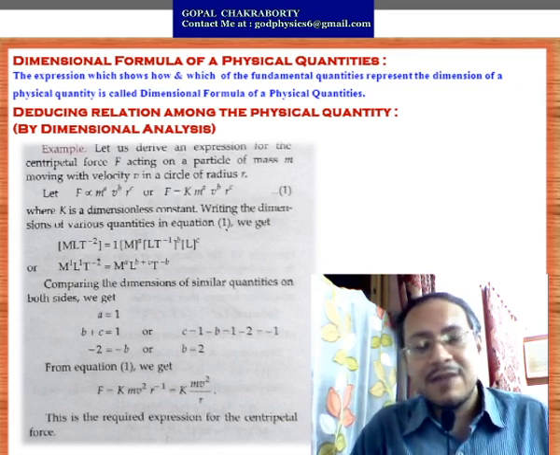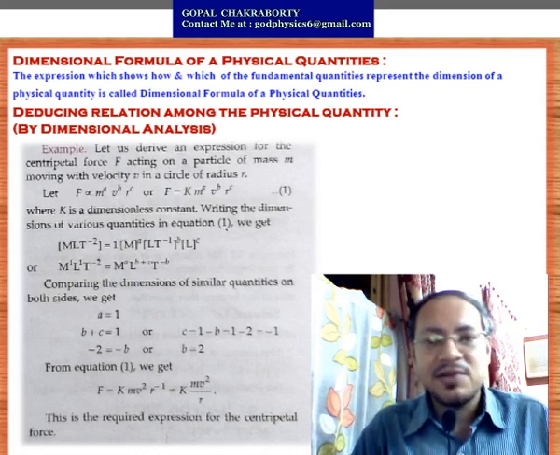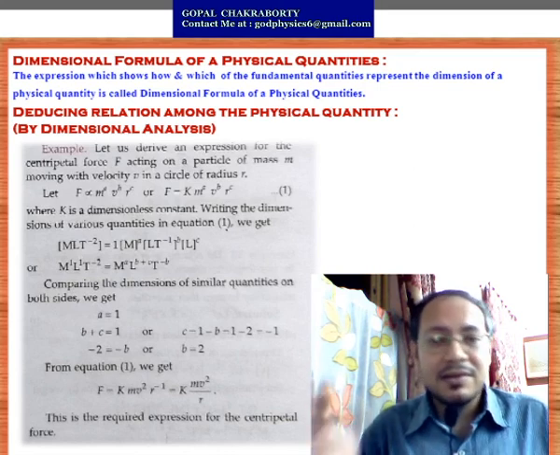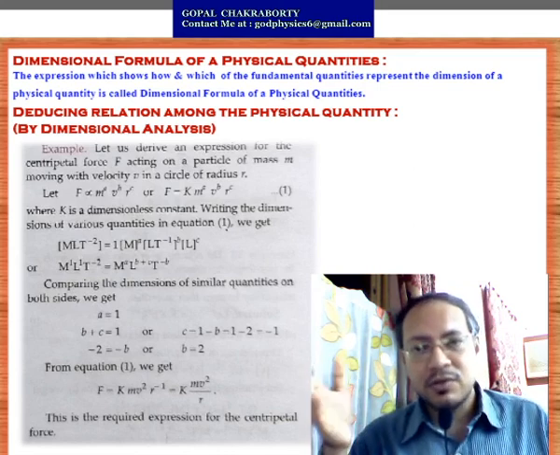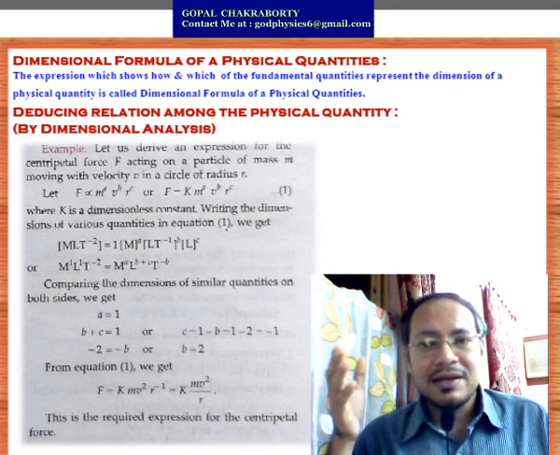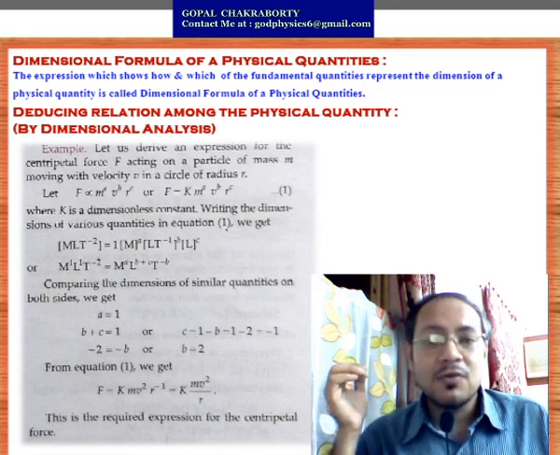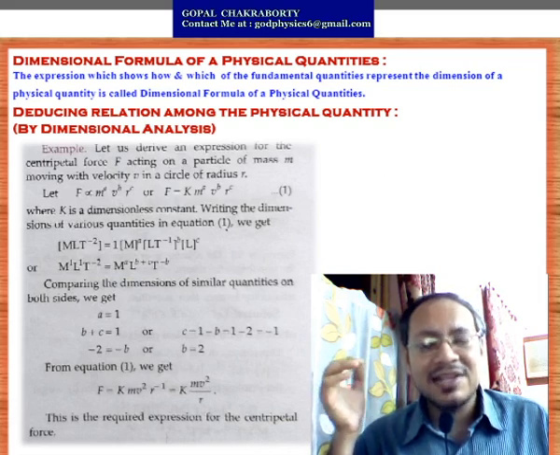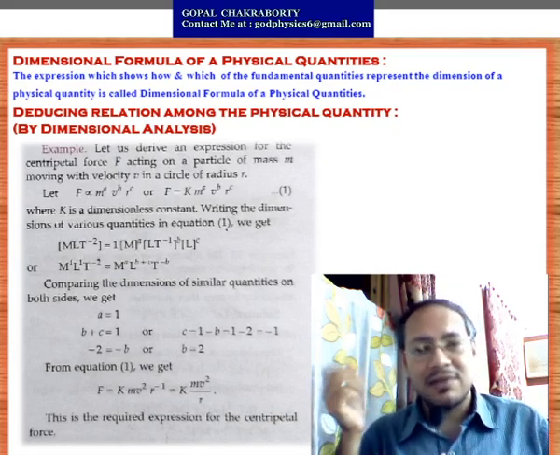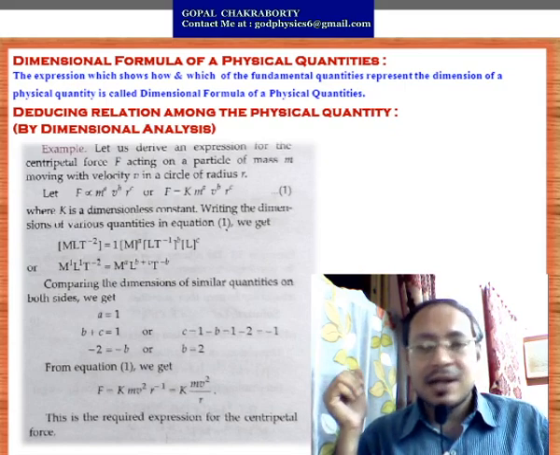So if you know some relation between 2 or 3 physical quantities, by using dimensional analysis you can easily find out the relation between them. I will show you with some example. Here, let us derive an expression for the centripetal force F acting on a particle of mass m moving with the velocity v in a circle of radius r. So you are asked to find out the relation using dimensional analysis.